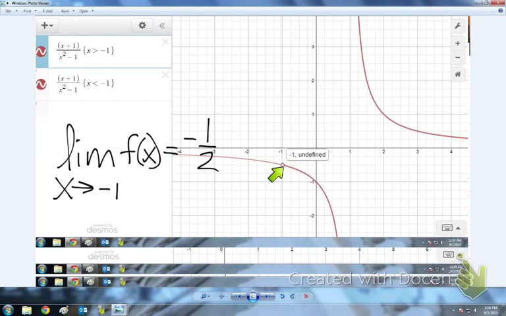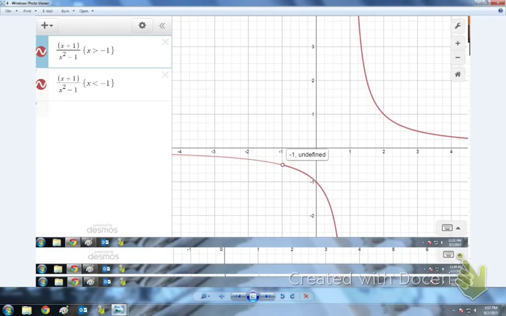Now you might be saying, Ms. Martinez, there's a hole in the graph. Again, that's okay. The function itself does not need to exist in order for the limit to exist. The limit cares about what's happening around the point, whereas the function itself is what's defined at that point. So we don't care that it's not defined. The limit will still exist.